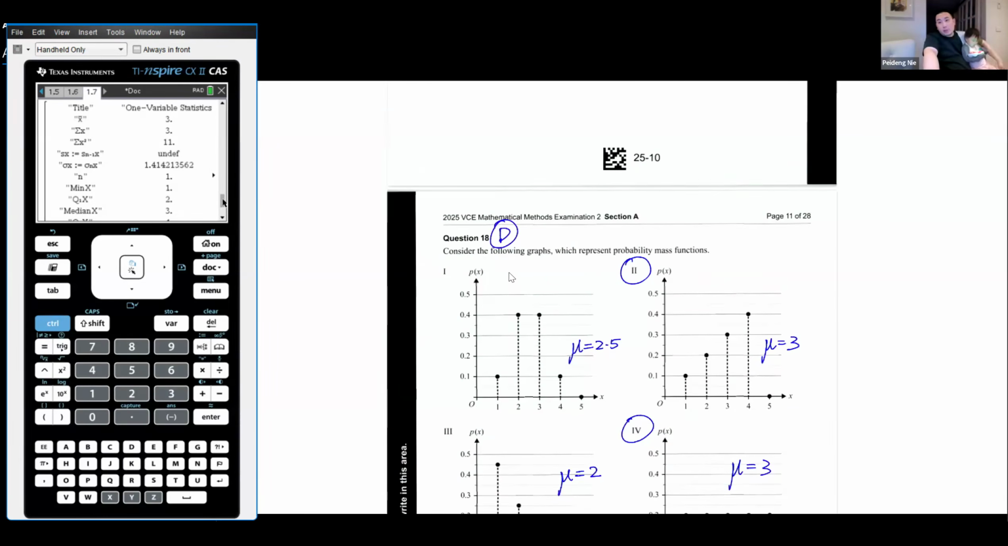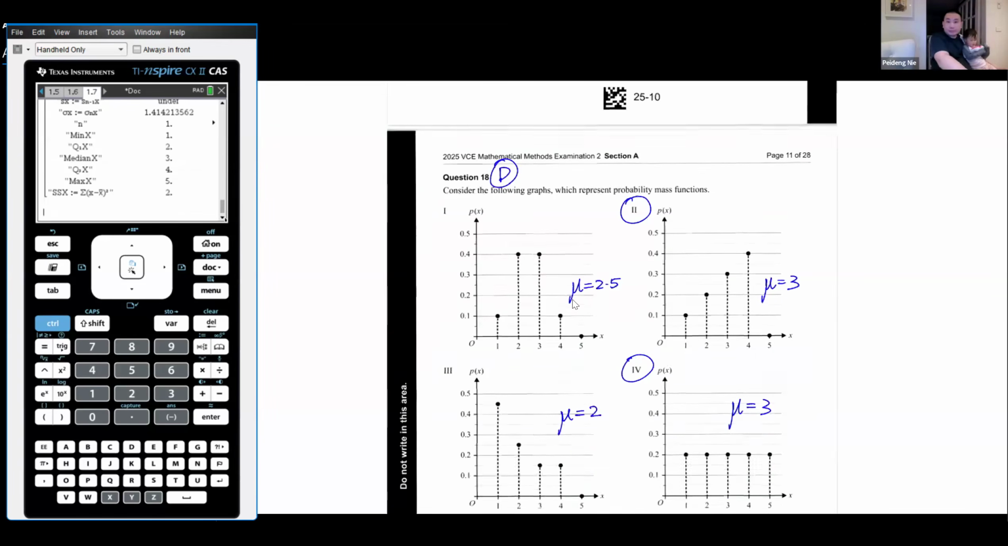Alternatively, you can do the normal calculation, all the X values multiplied by their probability and sum them up. You can still do the same thing. Anyway, let's just move on.